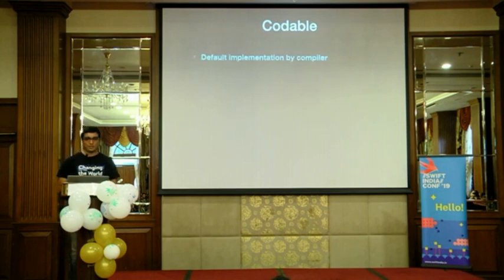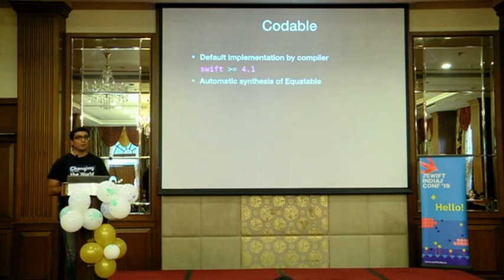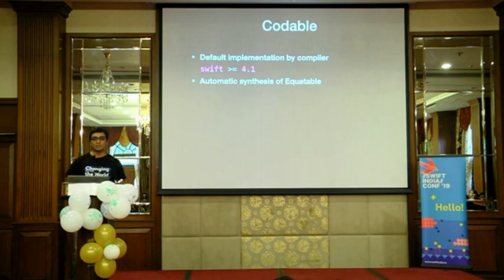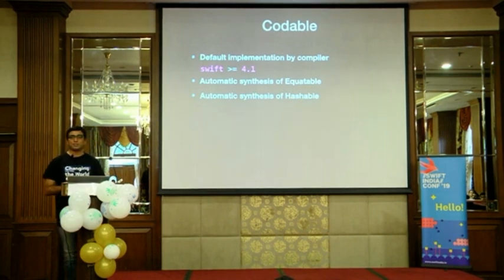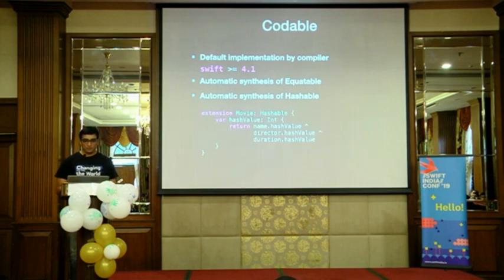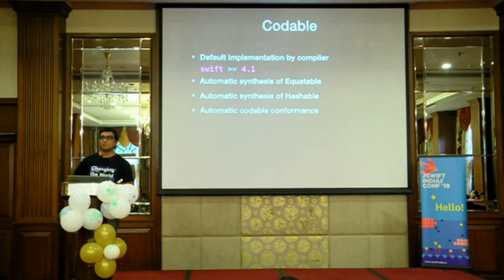Some of the unique characteristics of Codable: the compiler provides a default implementation for us. If you are looking for a motivation to upgrade your Swift, and you are still on an older version, if you upgrade to 4.1 onwards, you get automatic synthesis for equatability. You need not write Equatable for your objects. Similarly, it goes for hashability. It provides a default synthesis for Hashable types. And automatic conformance is provided by default.